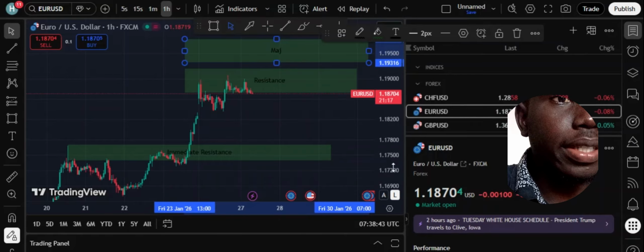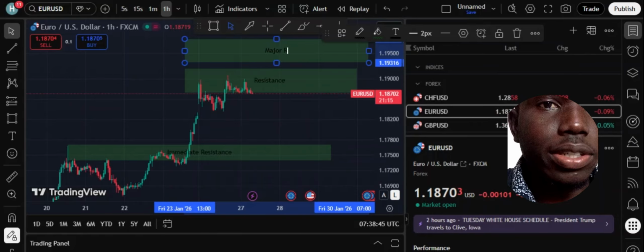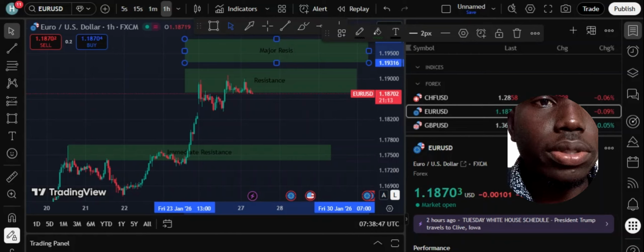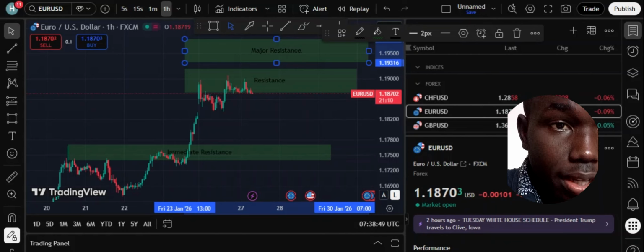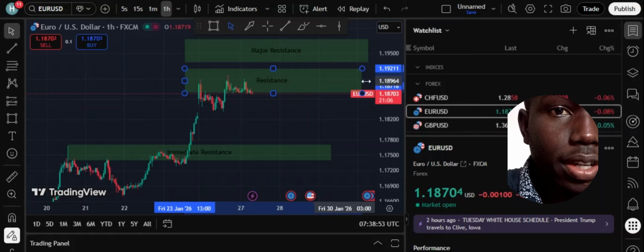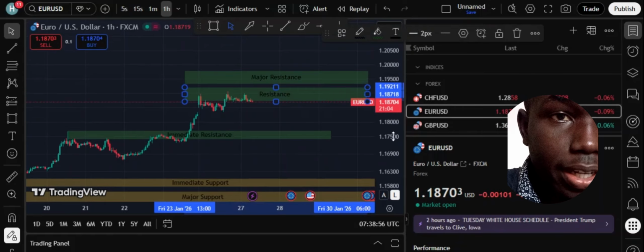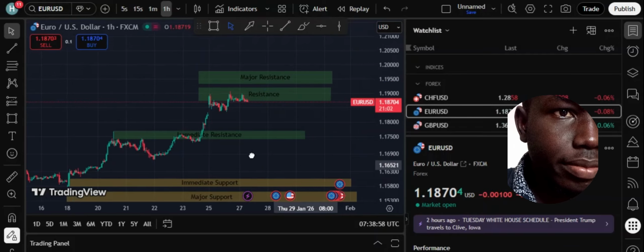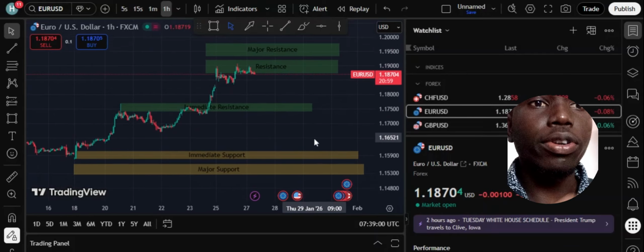Basically today we're doing a series of major resistances, major supports, and immediate resistances. That's what we've been doing today, and we've come up with this solid look at what we have done.